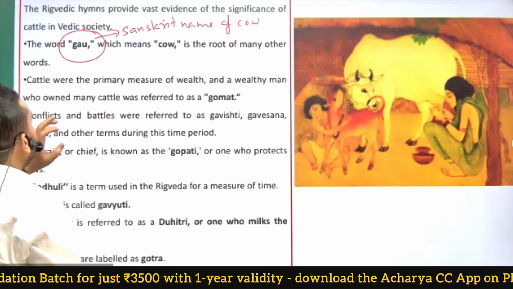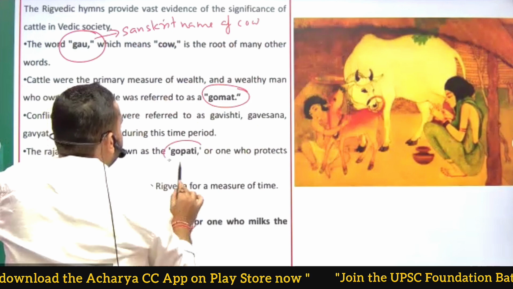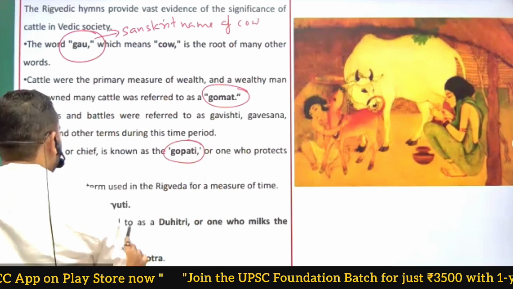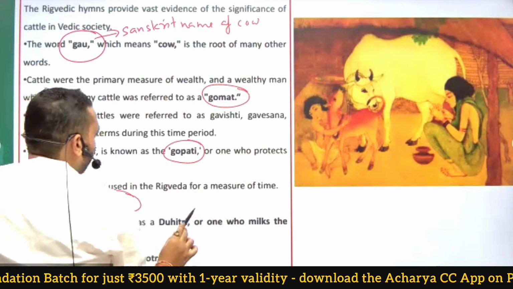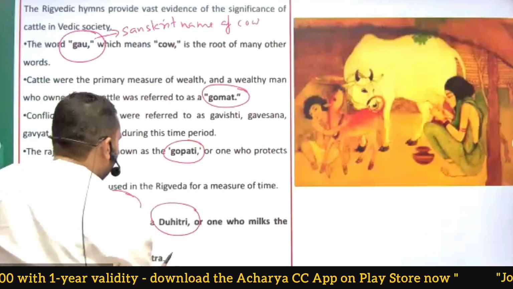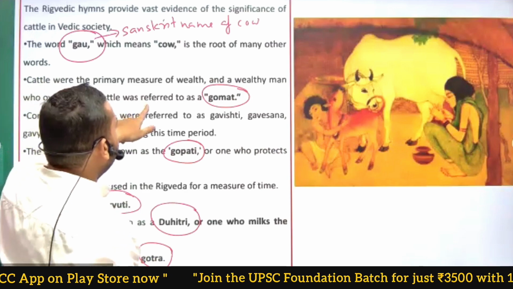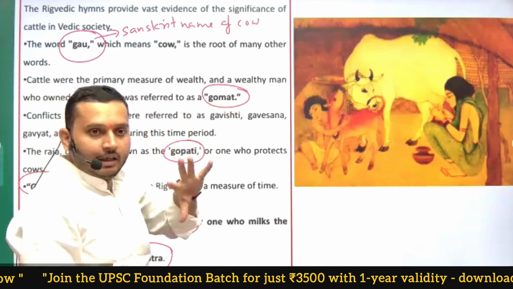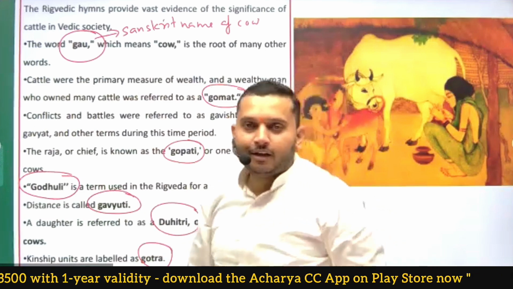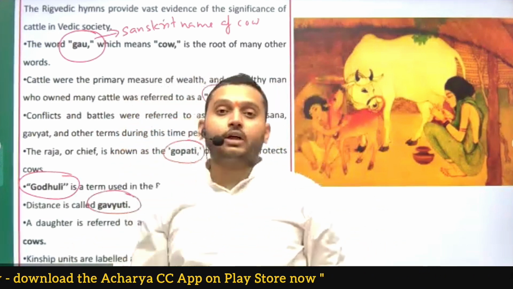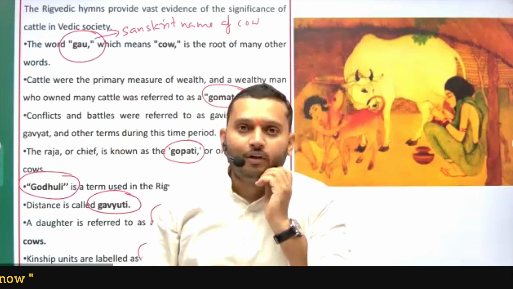For example, Gomat, Gopati, Gavyuti, Godhuli, Duhitri, Gotra. I will explain one by one. One who owned many cattle was referred to as Gomat. That means he has lots of Go. Okay. So you also heard the word Godhan. Godhan means the capital of cow.